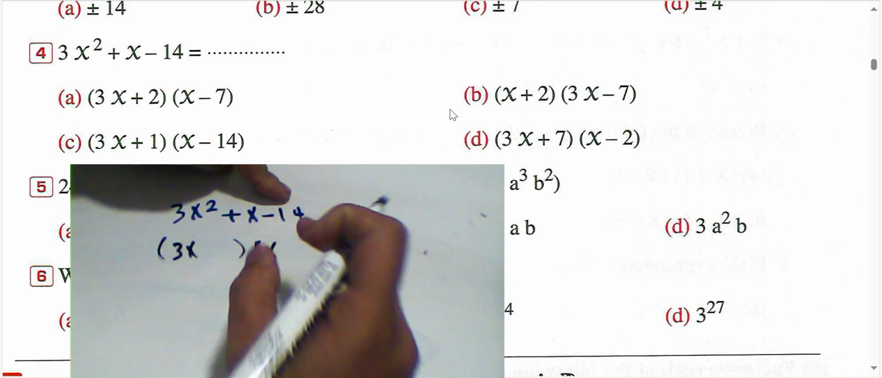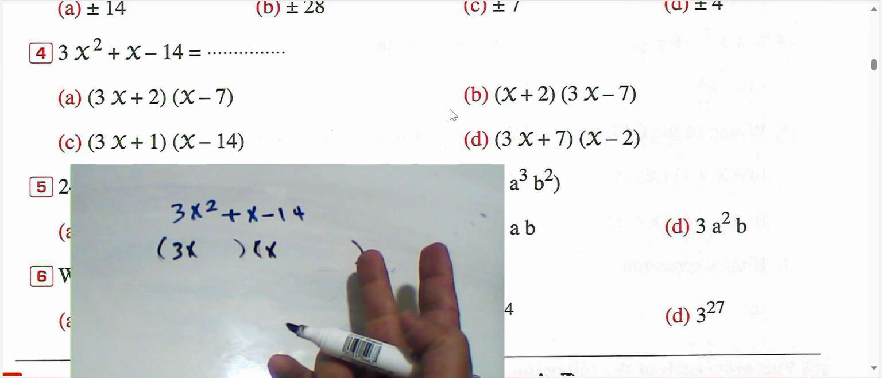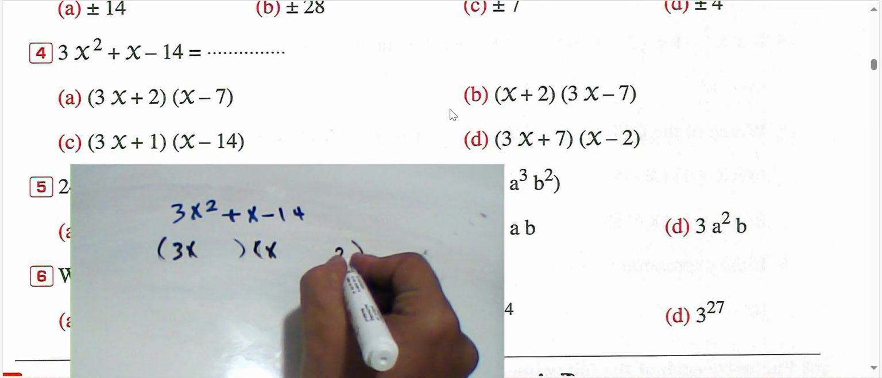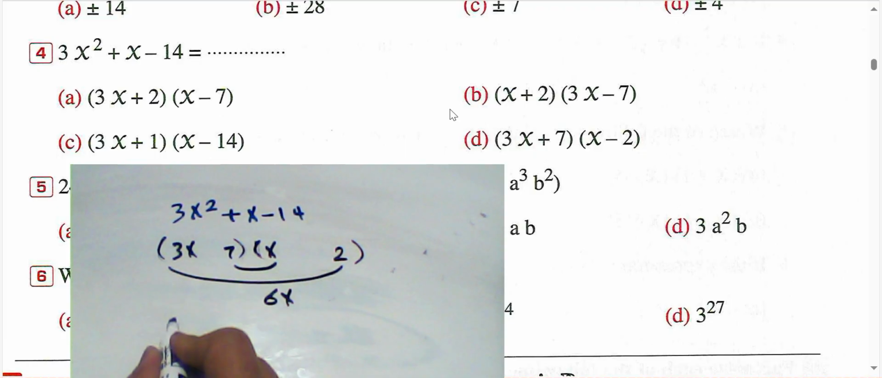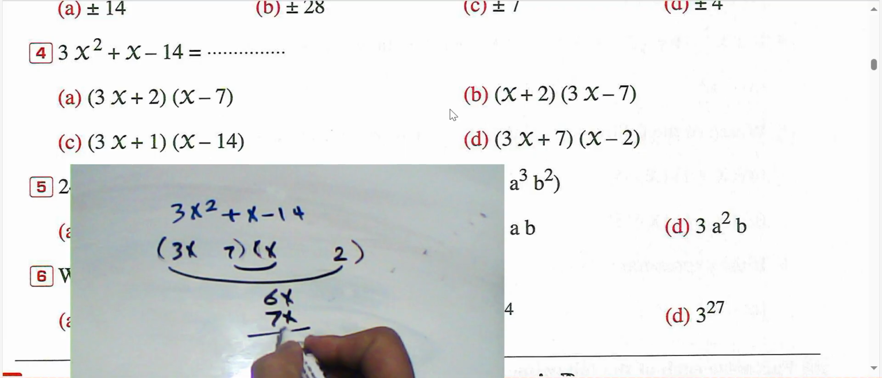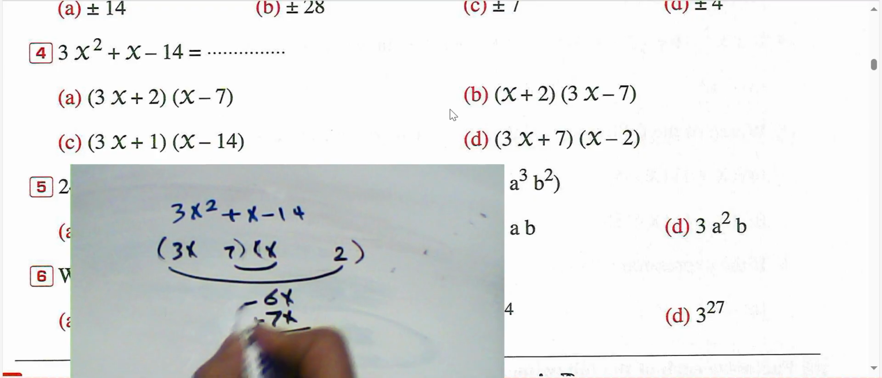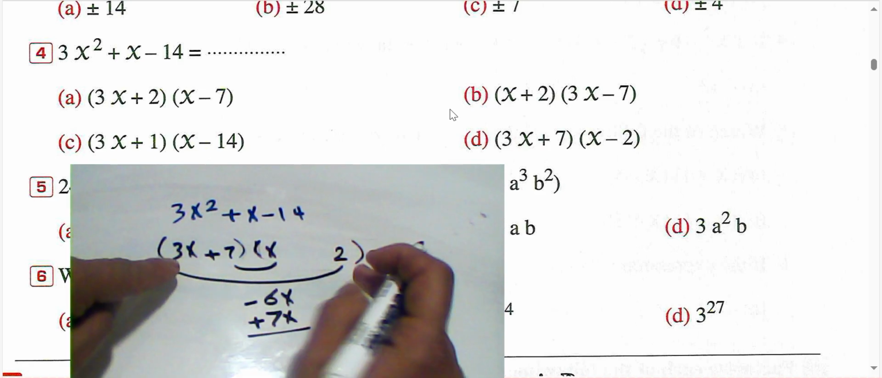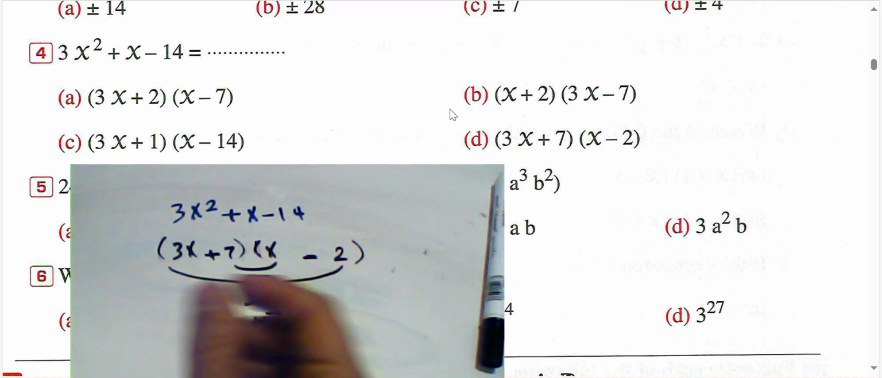Okay, listen to me. 14 equals 2 times 7. Who can tell me the answer here? We can write here 2 and 7. If we put 2 and 7 here, the product of extremes will be 6x and the product of means will be 7x. If we find the difference between them, it will be 1x because 7x will be positive and 6x will be negative. Okay? 7 times x is positive here, and 2 times 3, 6, is negative here. You can also use the calculator to find the result.